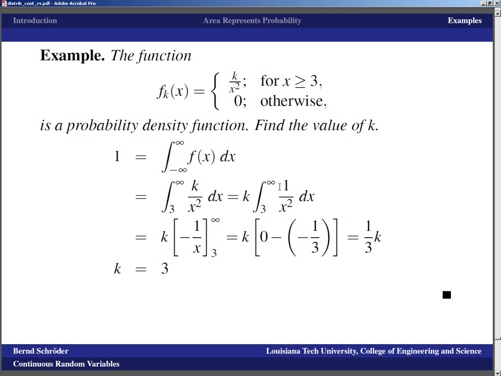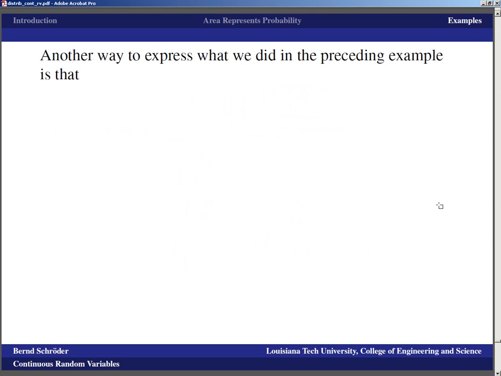And that's it for this problem, because we were only supposed to find the value of k. We could also now write down that the probability density function actually is f of x being 3 over x squared for x greater or equal than 3 and 0 otherwise.